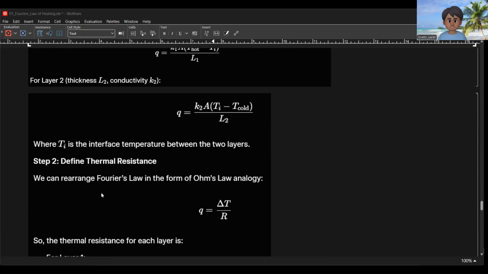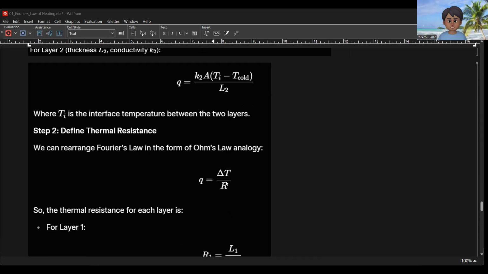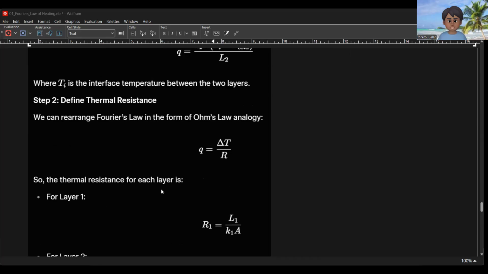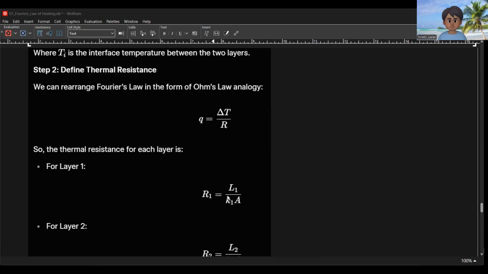To define the thermal resistance, we can rearrange Fourier's law in the form of an Ohm's law analog. So Q here is equal to delta T over R. So the thermal resistance for each layer is R sub 1, L sub 1 over K sub 1 times area.